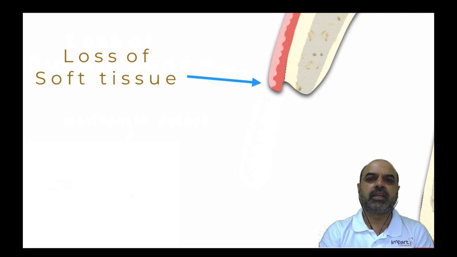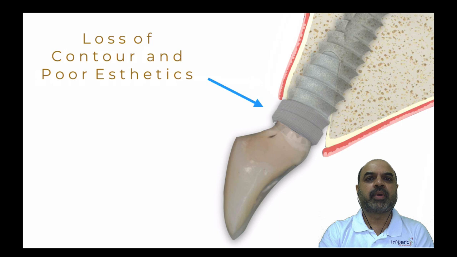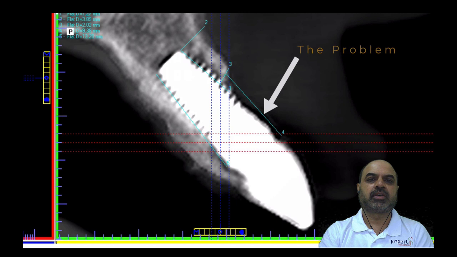So if there has been an extremely thin amount of labial bone and you land up losing a significant amount of that labial bone, over time you will start seeing a lot of soft tissue recession. And in spite of having that implant over there, it does not prevent that bone or the soft tissue from receding. And this leads to aesthetic failures, poor contours on the labial side, and overall a fairly disappointing end result.